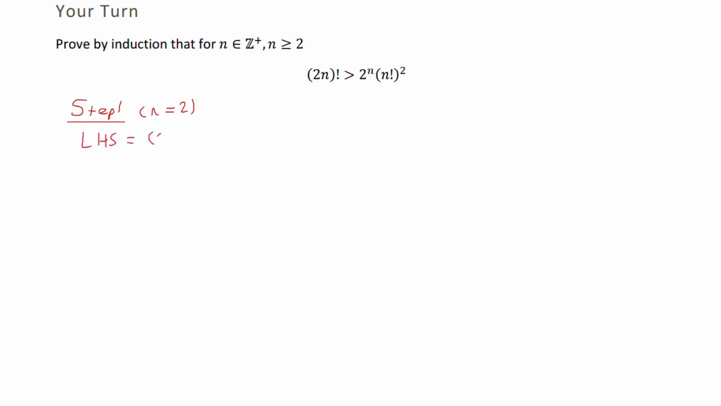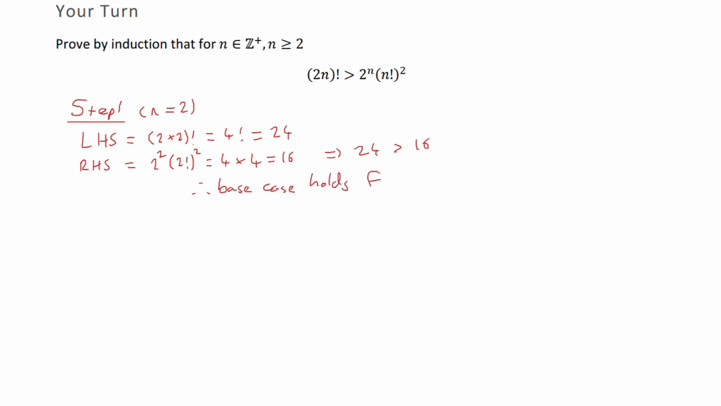So the left-hand side is 2 times 2 factorial, which is 4 factorial, which is 24. The right-hand side is 2 to the power of 2 times 2 factorial squared, which is 4 times 4, which is 16. And 24 is indeed bigger than 16. Therefore, the base case holds for n equals 2, because this one is bigger than this one in that case.